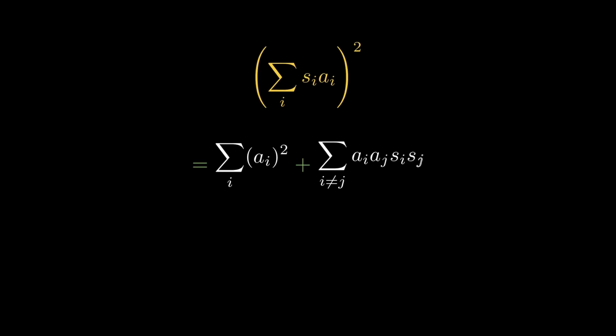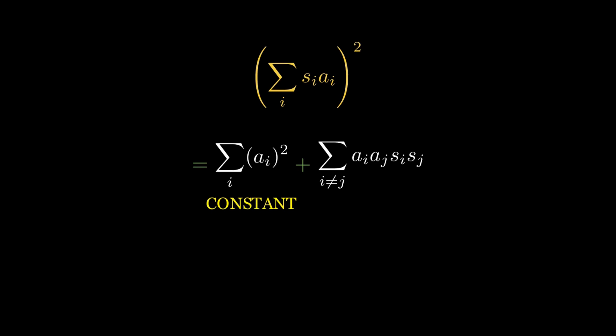Now, if we expand this squared term, and you can pause and try this yourself if you'd like, something amazing happens. This expression splits into two distinct parts. The first part is just the sum of the squares of all our original numbers. But think about that for a moment. Those original numbers are fixed. They're given to us. So this part of the expression is simply a constant value. It doesn't depend on our choice of spins at all.